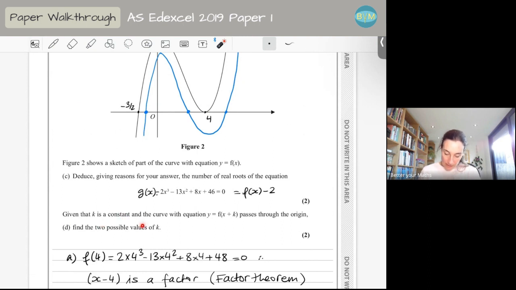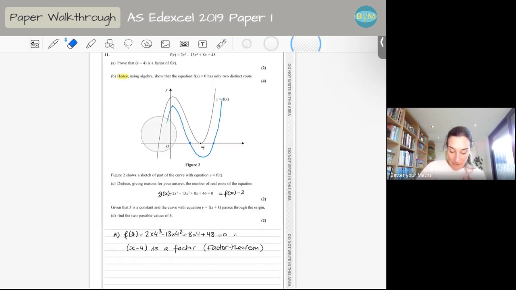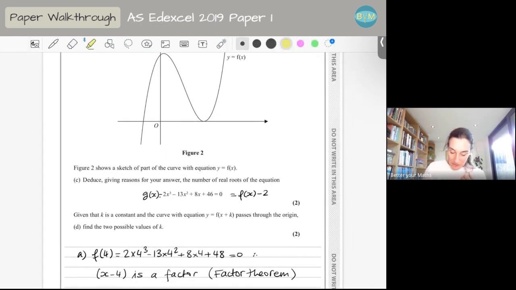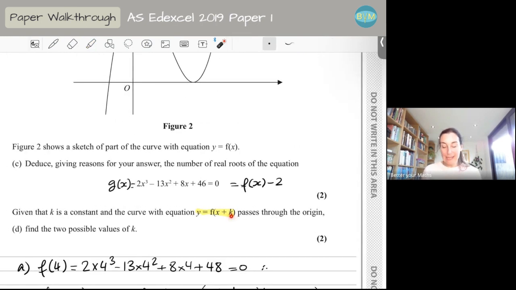Given that k is a constant and the curve with equation y equals f(x plus k) passes through the origin, find the 2 possible values of k. Again, a transformation. I think sometimes you underestimate the power of transformations because it helps you with lots of questions. You have to remember what happens when we do f of (x plus k). So we are adding k to the x. If you remember, we are going to translate our graph right or left. If k is positive, it's moving left. And if k is negative, it's moving right, which is kind of confusing.